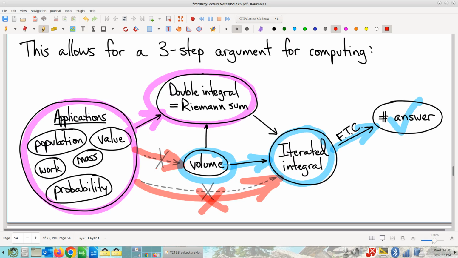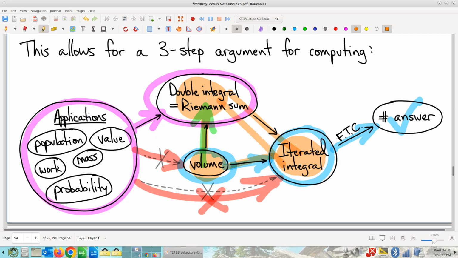So why did we spend time talking about how to compute volume with a double integral? Well, it's because we now have an answer to the same question computed two different ways, and that tells me that I can compute double integrals with iterated integrals.